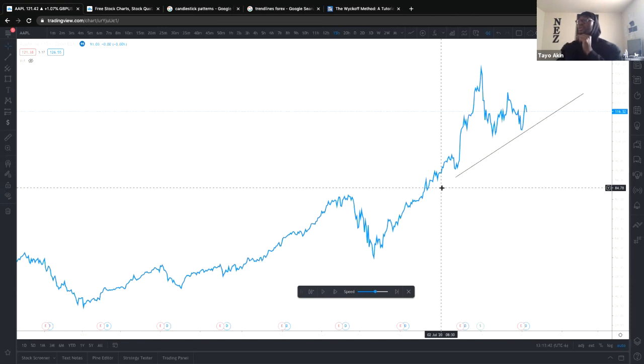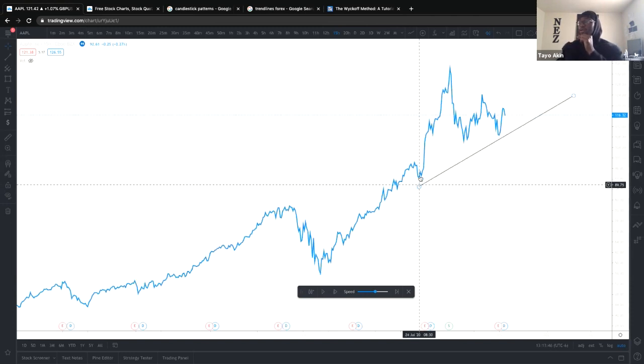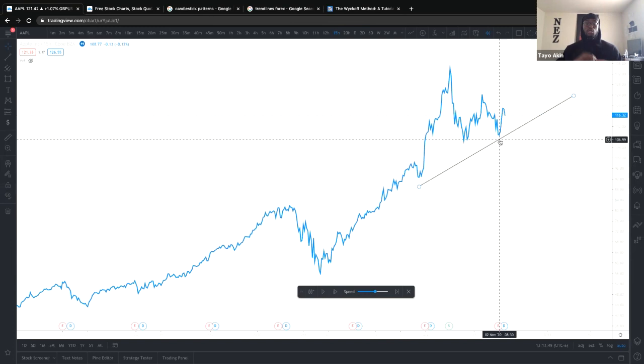But the issue here is that you see how there's no wicks. You're supposed to draw your trend lines and your zones based off the wicks. So if you're not able to draw these wicks, then your chart is useless. You know what I'm saying?